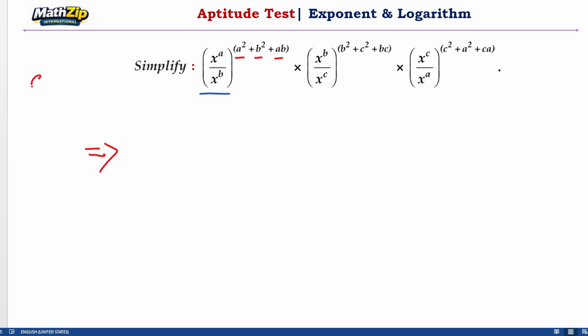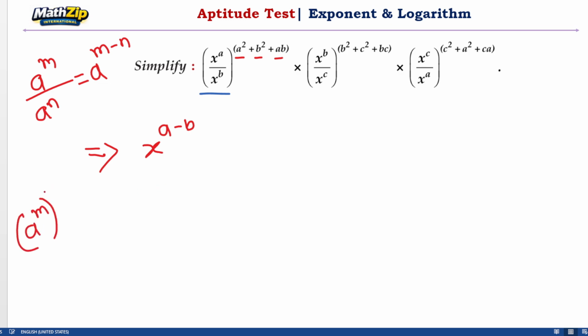We know a^m divided by a^n, we can write a^(m−n). So this one very easily we can write x to the power (a − b). We also know (a^m)^n means a^(mn). So same thing here, times (a² + b² + ab).